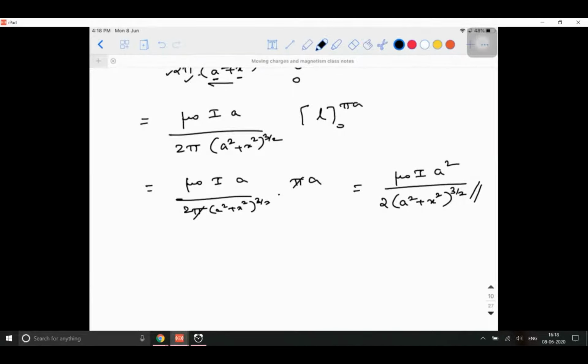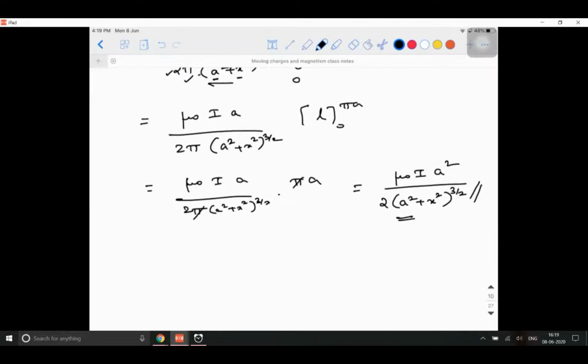I hope it is clear. So this is the required answer, and you are expected to remember this formula, because in the next chapter you have a concept called solenoid. At that time we will use this result to prove that it is a magnetic dipole. So please have this in your mind. This formula has to be remembered.